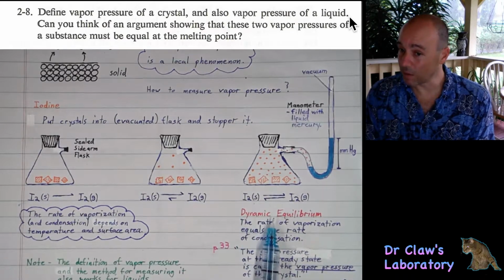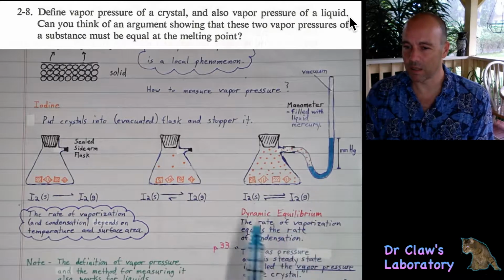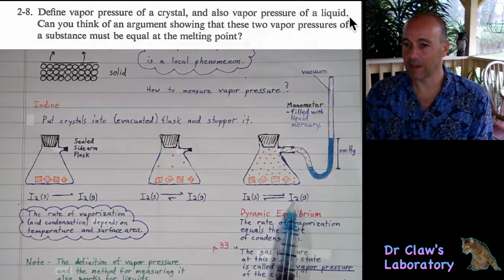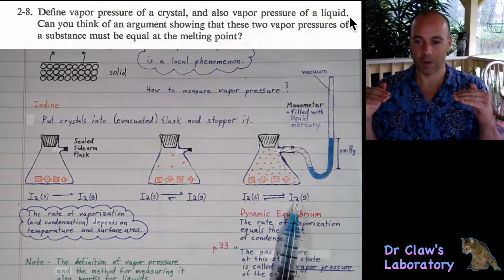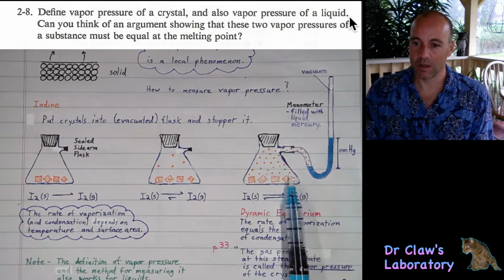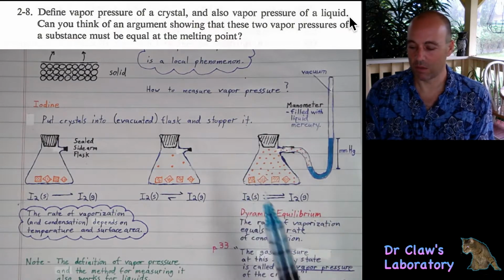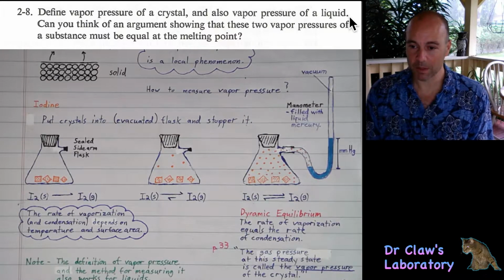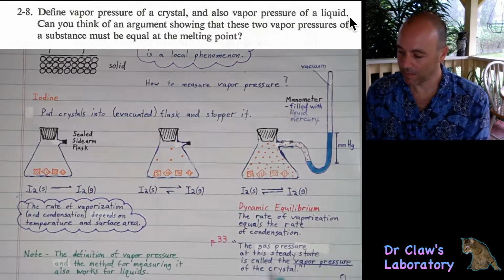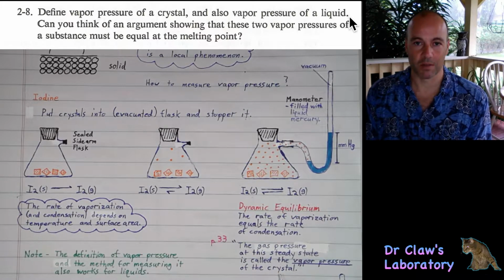It's a dynamic equilibrium because stuff is still happening, but it's equilibrium because since the forward and reverse rates are equal, the amount of solid and the amount of gas stay the same. So the concentration of the gas up in that region will not change once this equilibrium is reached. And the textbook on page 33 defines the vapor pressure this way. The gas pressure at this steady state is called the vapor pressure of the crystal.